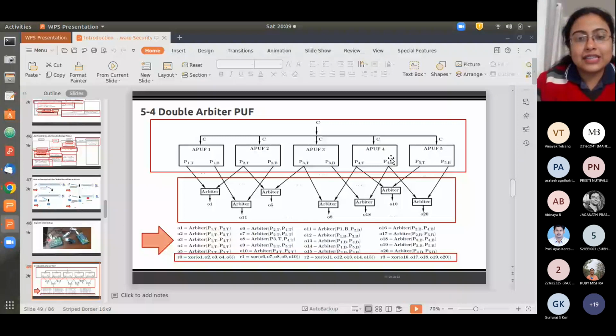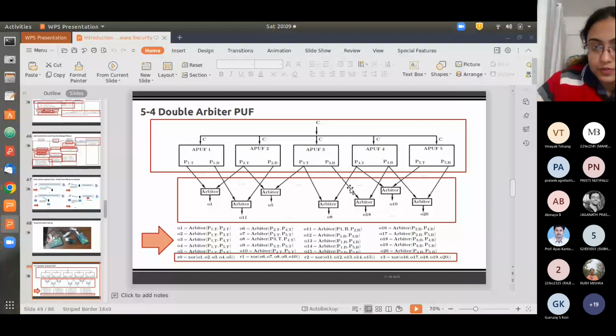I have given this challenge to these PUFs, and instead of sending the top and bottom of a particular arbiter PUF to the arbiter, I have taken the top of these 2, then again the top of these 2, again the top of these 2, and the top of these 2. Similarly the bottom of these 2, bottom of these 2, bottom of these 2, bottom of these 2. So in this way, using these 5 arbiter delay chains, you can actually create 20 such outputs.